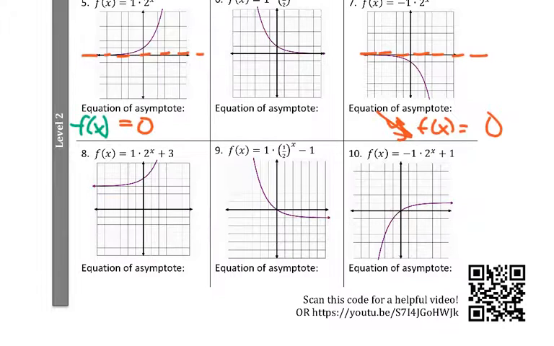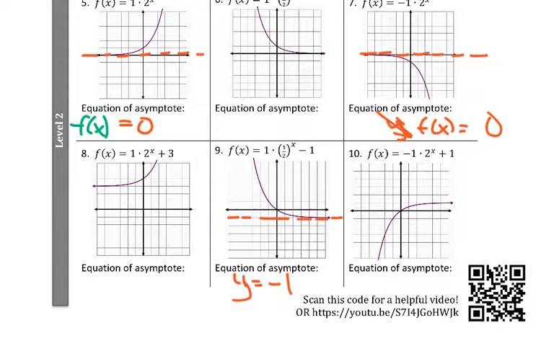Okay, so now let's come down here. Question 9. Well, we are crossing the x-axis, so I know that my asymptote isn't in the same place that it was before. But if I'm looking at this carefully enough, it does kind of look like we have an asymptote right here at the line y equals -1. I know I did it again.